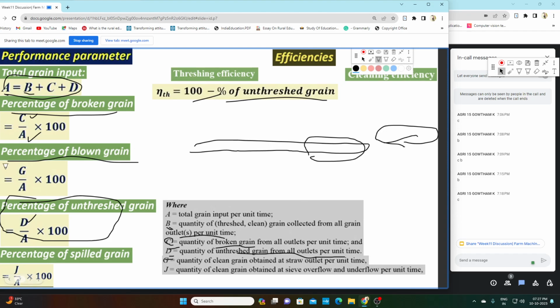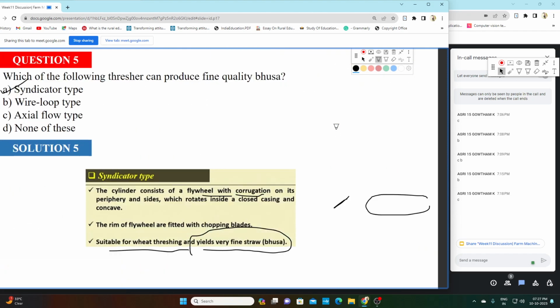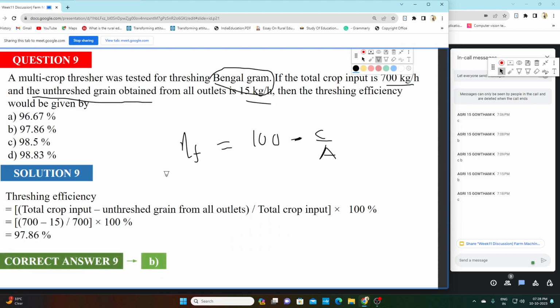So A is the total grain and D is the quantity of unthreshed grain. By this we can get the percentage of unthreshed grain, and once we get it, we can calculate the threshing efficiency, that is 100 minus the percentage of unthreshed grain. The same thing we will do in this question: 100% minus the percentage of unthreshed grain, that is D by A, not C by A.